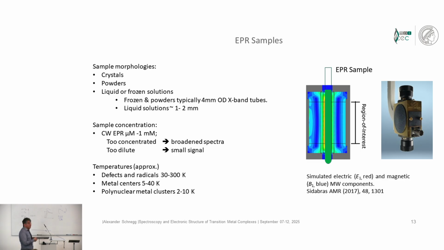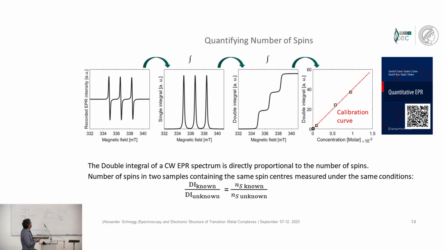For radicals, for example, it's better not to go to the very lowest temperatures because you may easily saturate your samples, whereas polynuclear metal clusters, for example, often require really, really low temperatures. Sometimes 4 Kelvin is even too high. But these are just a few numbers. Of course, this is strongly sample dependent and may vary, but when you are starting an experiment, this may help planning your experiment.